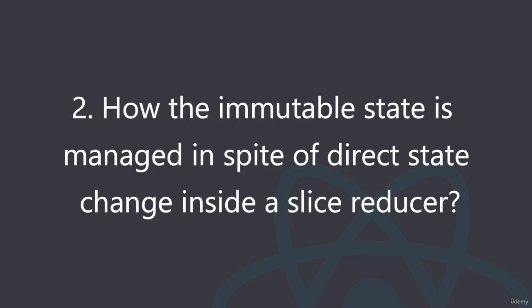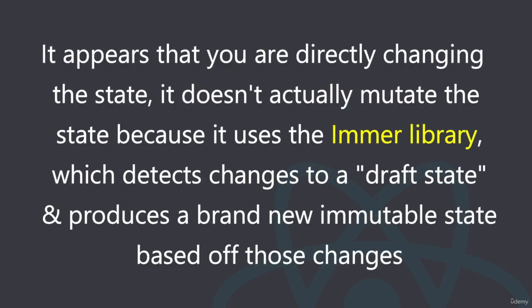The second question is how is the immutable state managed in spite of direct state change inside a slice reducer. So here I would like to attach this reference which I mentioned earlier, that it appears that you are directly changing the state, but it does not actually mutate the state because it uses the immer library, which detects changes to a draft state and produces a brand new immutable state based off those changes.